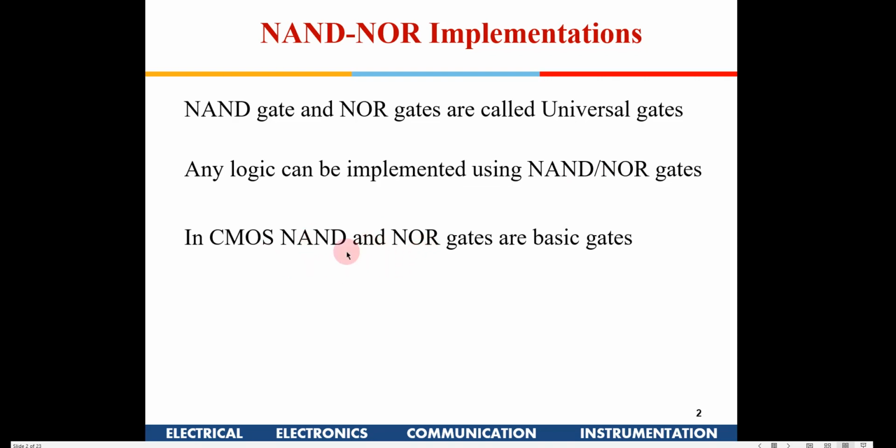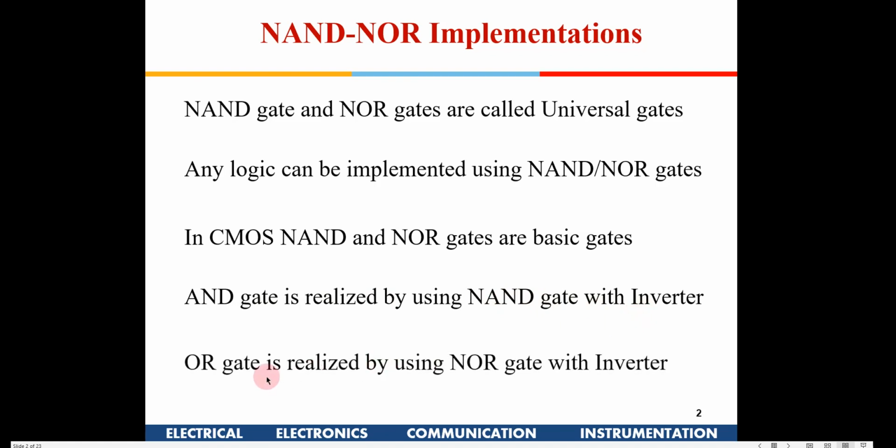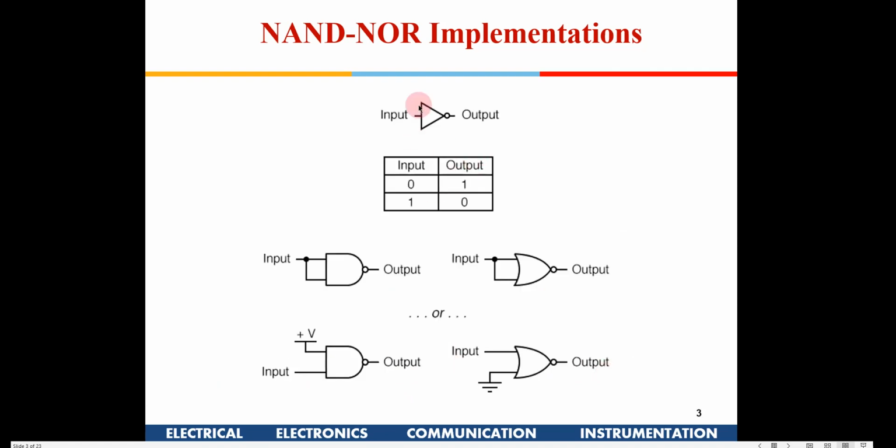In CMOS especially, NAND and NOR become the basic gates. AND is actually realized using a NAND gate and an inverter. Similarly, an OR gate is realized using a NOR gate with an inverter. Now, first let's see how to implement an inverter.